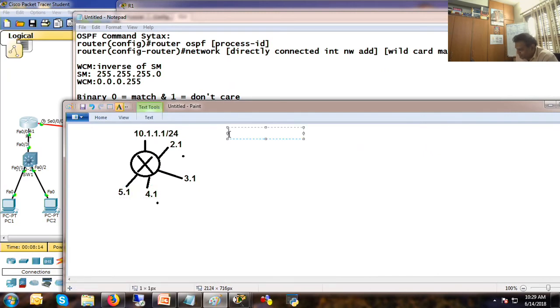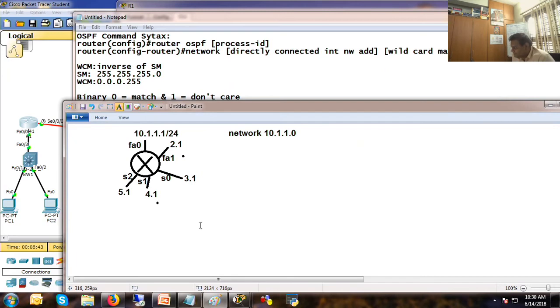Okay, now I am going to give the command network 10.1.1.0. This is the directly connected network interface. I'll give here FA0, FA1, S0, S1, serial 1, serial 2, right? Now network 10.1.1.0, I'll give 0.0.0.255, area 0, something like this.